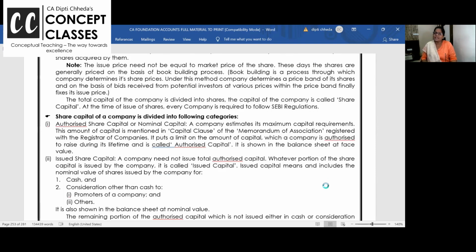Okay. Now types of share capital. This may be asked as a theory question for 1 mark. Authorized share capital. What is authorized share capital? This is the share capital with which companies registered with the registrar. You know, when you register a company with registrar, you have memorandum of association, articles of association, and all. In that maximum capital you want to issue, that is your authorized capital.